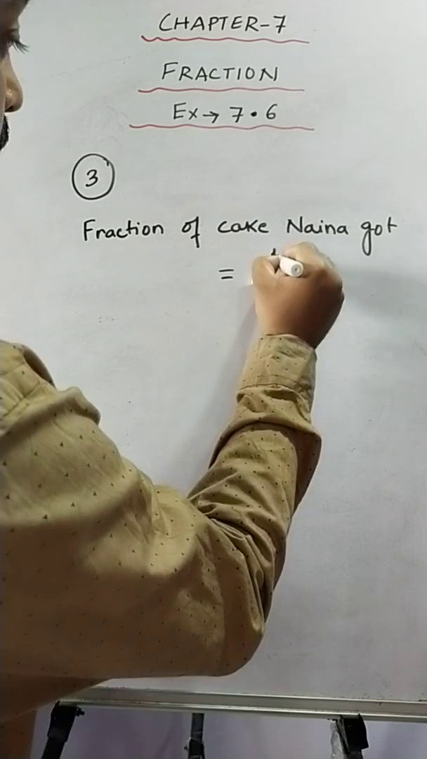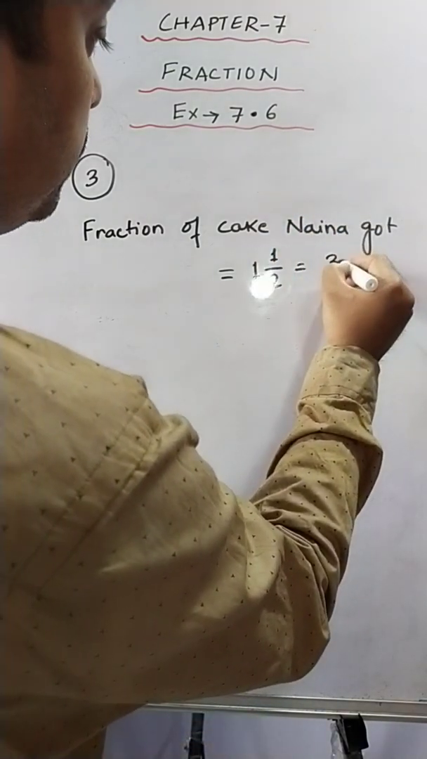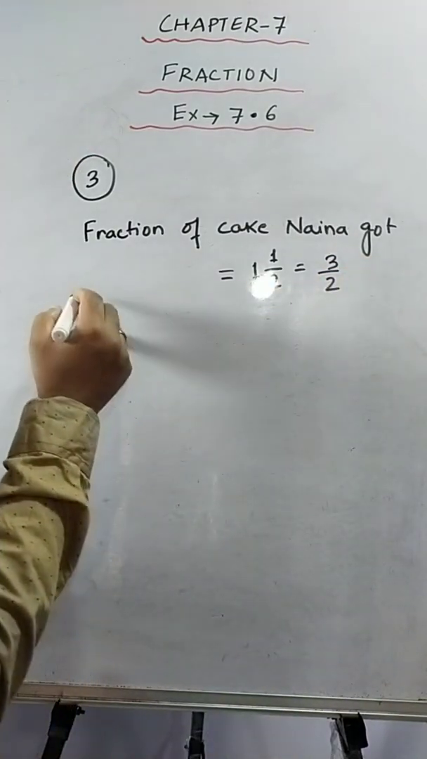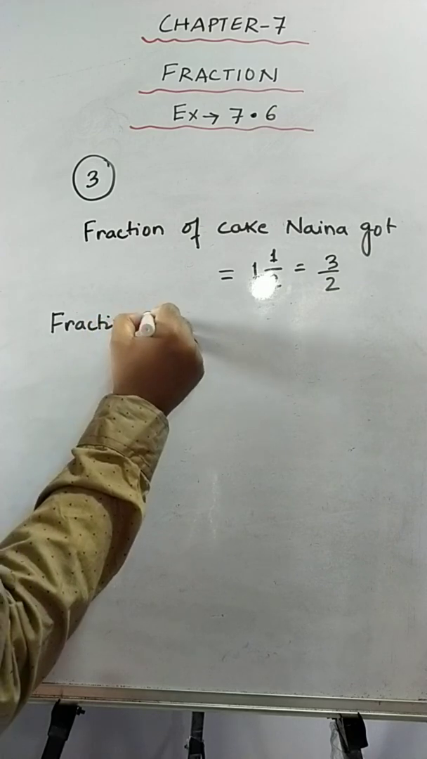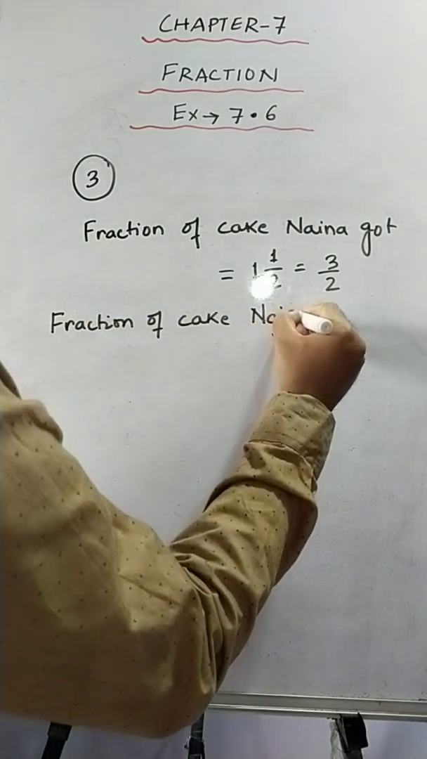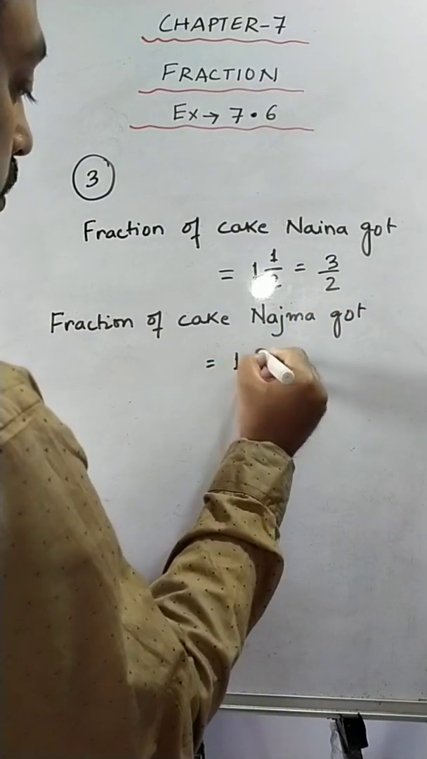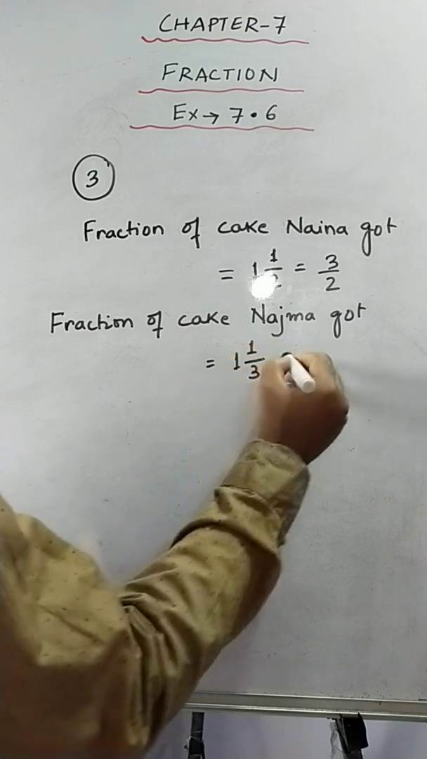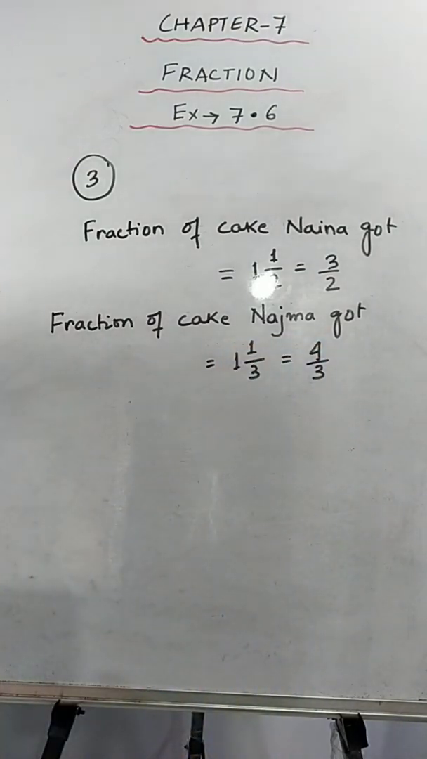It is given in the mixed fraction form, students. So we have to convert it into the improper form. That would be 3 by 2. And fraction of cake Nazma got. That means what? It is also given in the mixed fraction form, 1 by 3. So convert it into the improper form. That would be 4 by 3.